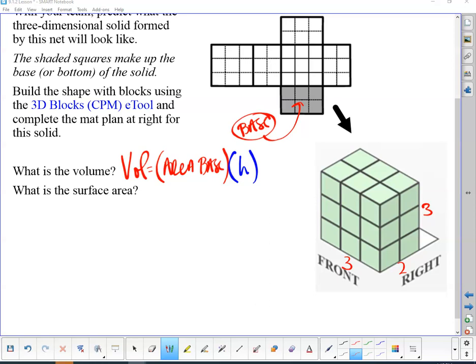So if you take the area of the base, which is probably what we'll call the length, times the width, times the height, we get our volume, length times width times height, which is what everybody's familiar with. So not to quite confuse things, that just becomes 3 times 2 times 3, which is equal to 18 units cubed.